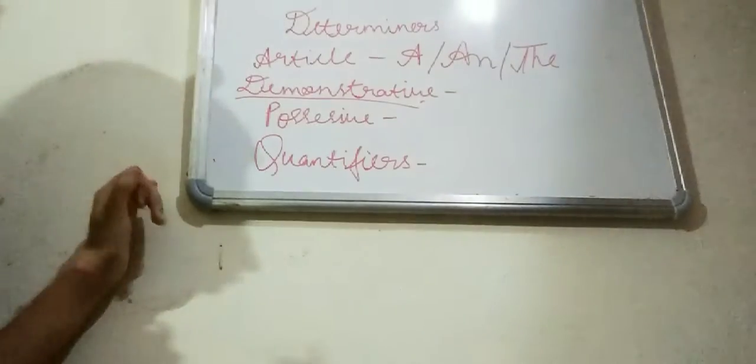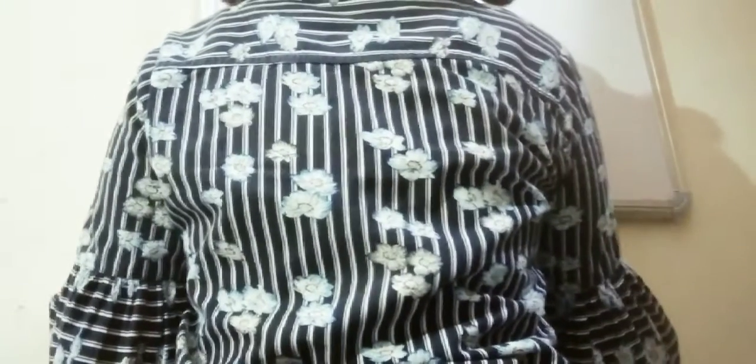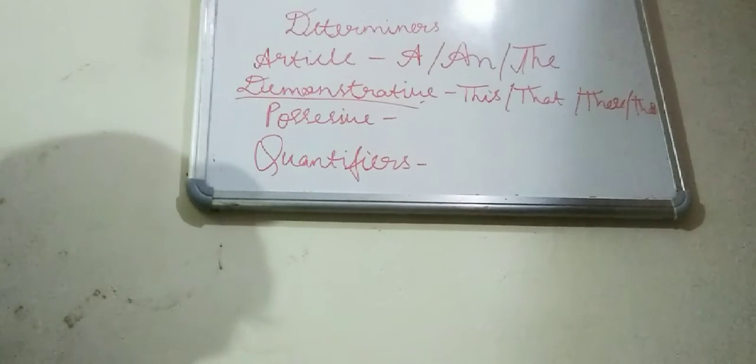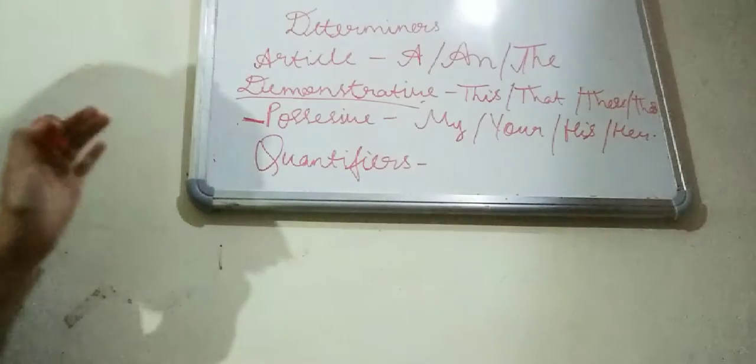So the examples for demonstrative are this, that, these, or those. So now we will move ahead and go for the possessive. So examples for possessive are my, your, his, or her. So first of all we will understand possessive. This word is made from the word possession. So in Hindi we can say that the meaning of the word possession is malikana hak.